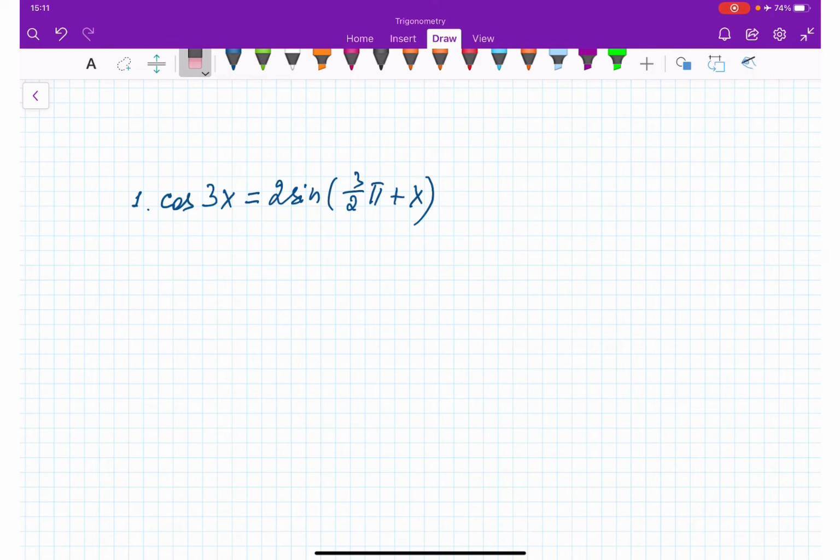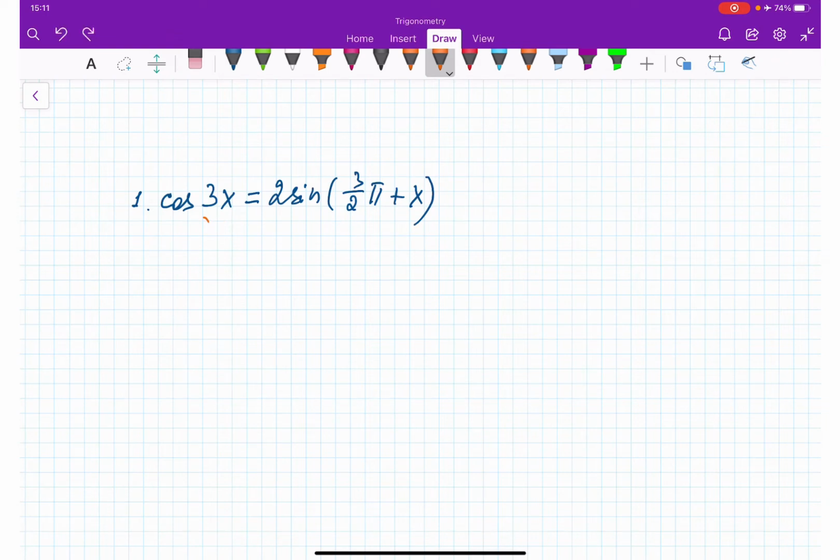Solving the following trigonometric equation: cosine 3x is equal to sine of (3π/2 plus x). So, what is interesting here? On one end, we have 3x. On the other end, we have 3π/2 plus x.